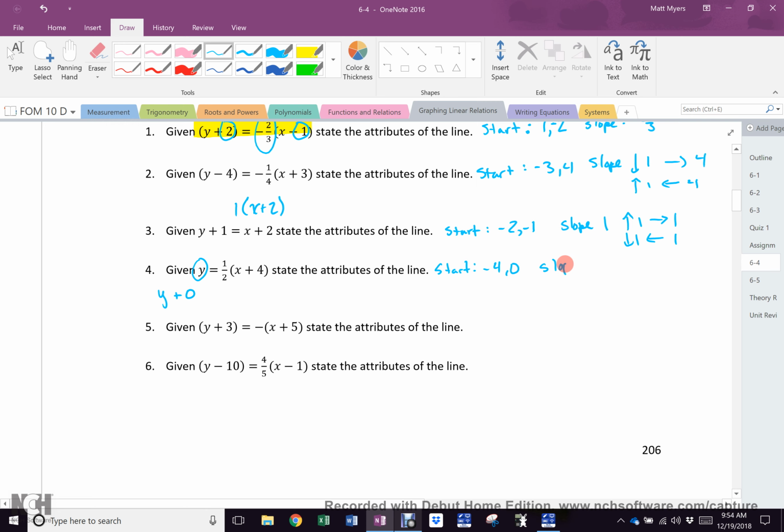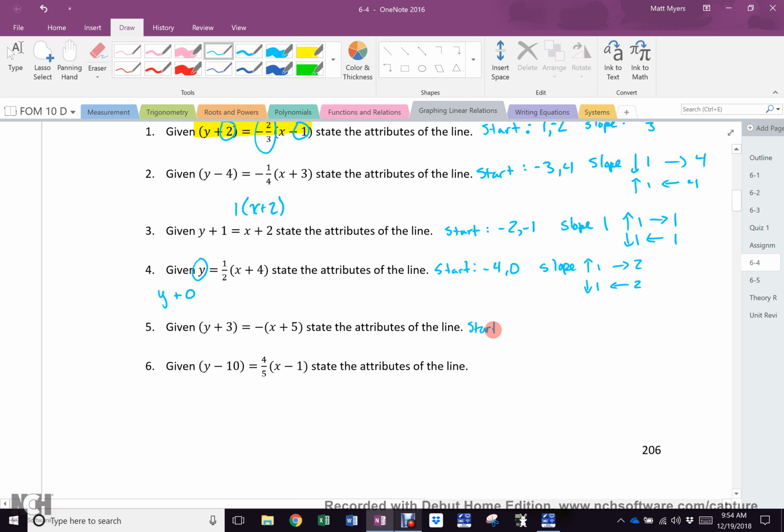So what's my slope here? 1/2. So how do I do it? It's positive 1/2. So what do I do? Up 1, right 2, or down 1, left 2. Everybody good? Okay. What's different in 5?